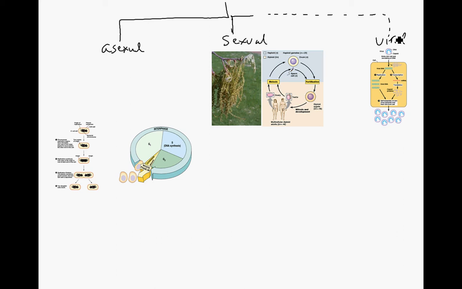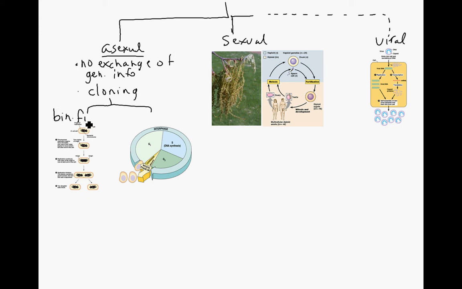So let's look at this asexual reproduction over here. The basics of this means that there is no exchange of genetic information, right? There's no exchange of the genetic information, so you are essentially cloning. Now, the two processes involved with this are, for prokaryotes, again, binary fission, and in eukaryotes, you have the cell cycle, which involves mitosis and cytokinesis. These two things are different, right? And so again, this is in prokaryotes, this is in eukaryotes.